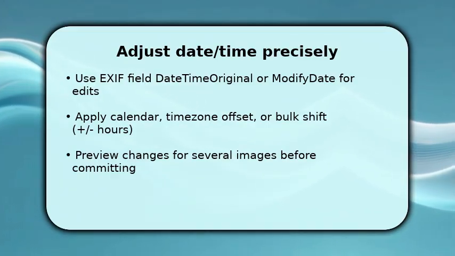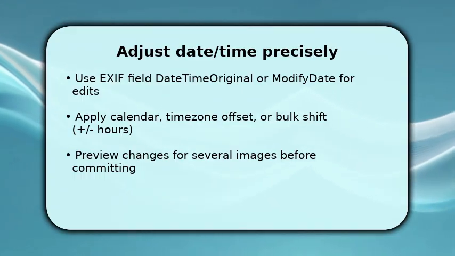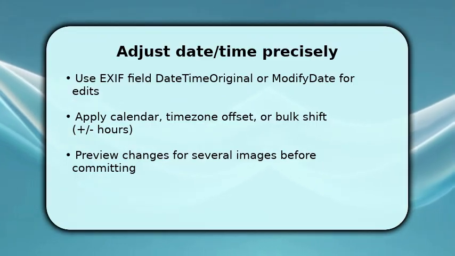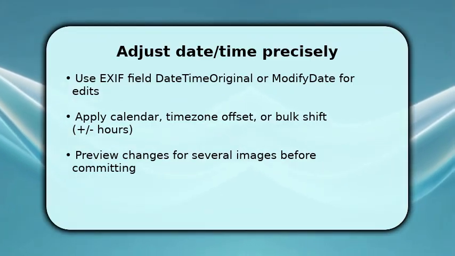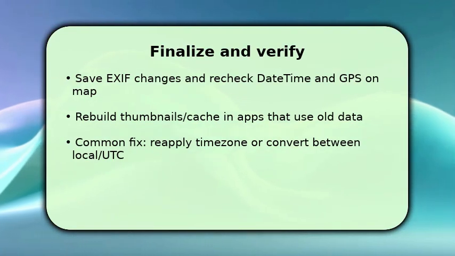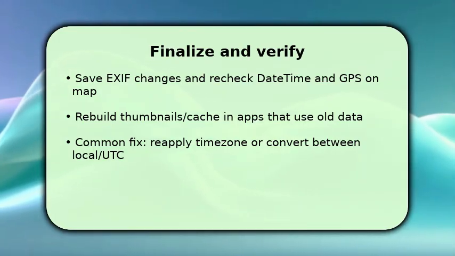Preview both the adjusted time and the geolocation on a map view, because timestamps and GPS together determine sequencing and map placement. Make sure the software writes changes to EXIF, not just a sidecar. You finish by saving edits and verifying a handful of photos in your mapping or gallery app to confirm they appear at the right time and place.